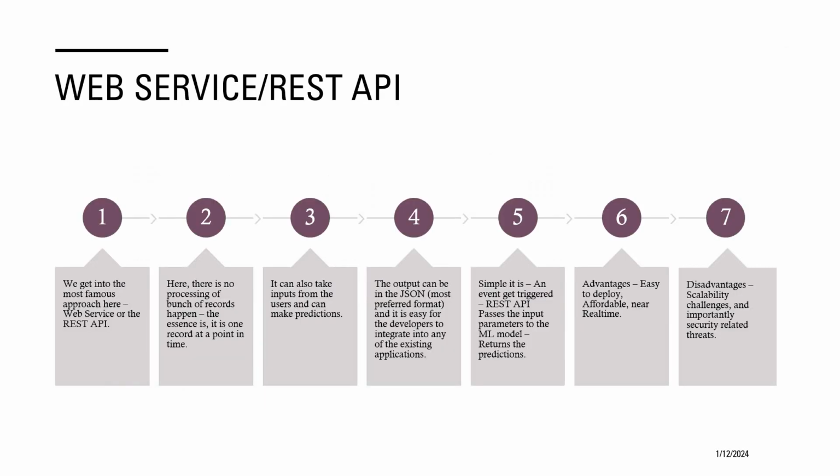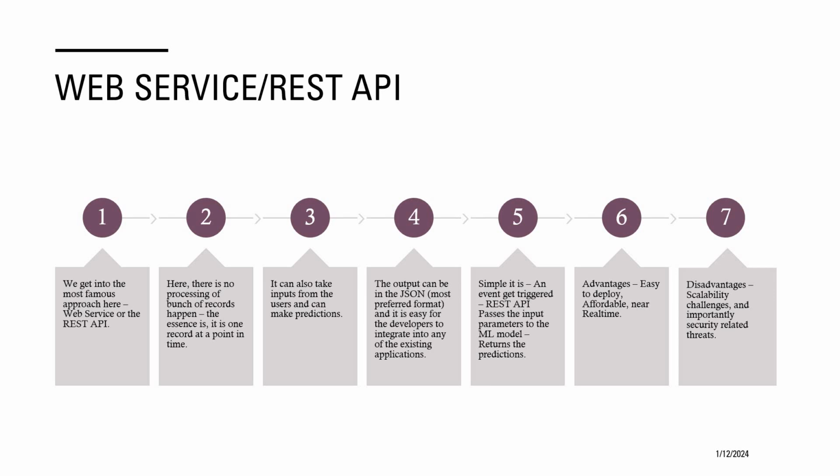Well, the next approach is web service or REST API. This is the most famous or the most common approach. Web service or the REST API. There is no processing of bunch of records happen here. The essence really is it is one record at a point in time. It can also take inputs from the users and then can make the predictions. The output will be in the most preferred JSON format, and it is certainly very easy for the developers to integrate it into any of the existing applications.